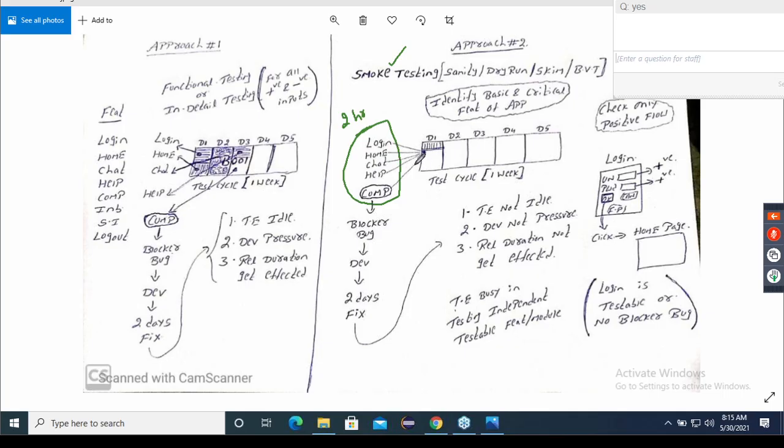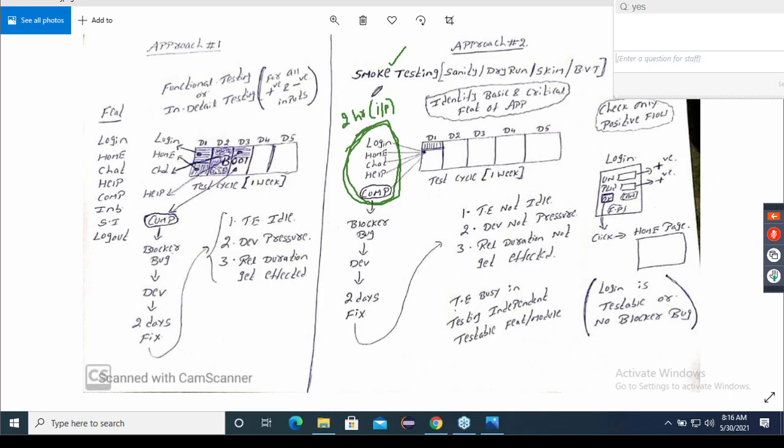Answer is what, see, whatever the inputs you have tested here, for 2 hours, you have tested a valid input for login, some valid input for home, some valid input for chat, some valid input for help or compose, whatever it is. Some valid inputs you have tested for all these modules, correct? Are these inputs, 2 hours, only positive inputs you have tested?